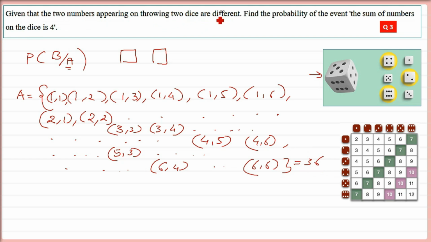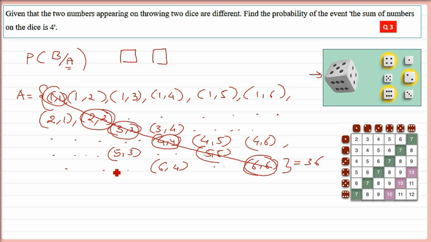Now given that the two numbers appearing on throwing two dice are different, that means we cannot take 1, 1, 2, 2, 3, 3, 4, 4, 5, 5, 6, 6. That cannot be taken. So all these need to be excluded because the question is straight away saying it is already given, B by A means A is already given, that the dice cannot have similar numbers. So we have 36 in all, but minus these 6. So the number of elements in A set is 36 minus 6, which is 30. All the similar numbers have been deducted.